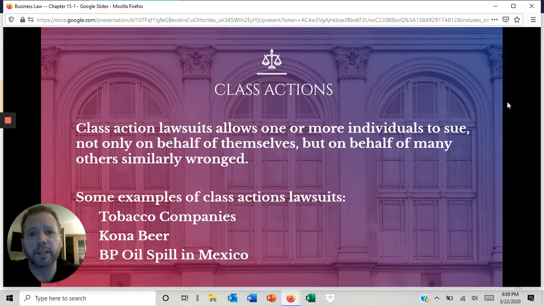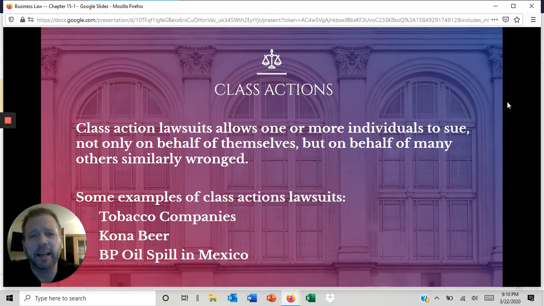Some of the examples in modern society have been tobacco companies, where folks have actually sued the tobacco companies for selling products that got them sick. There was one interesting one that I found: Kona Beer. Kona Beer suffered a class action lawsuit against itself because they were claiming that their product was manufactured strictly in Hawaii, and that was not true.